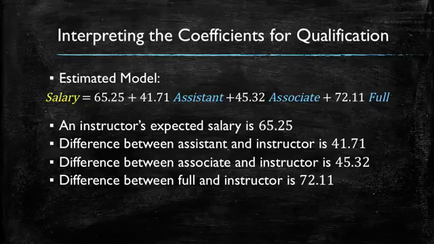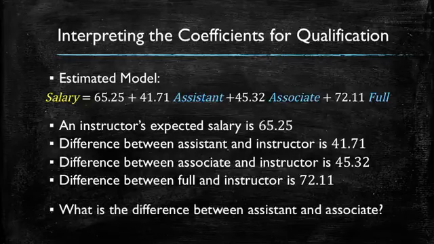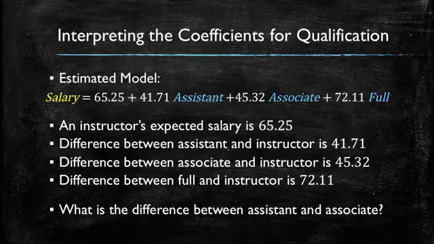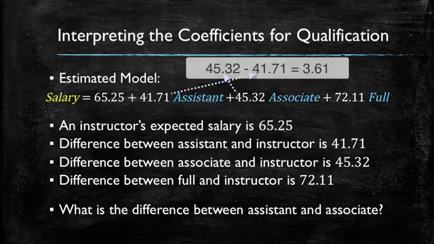Overall, note that we follow the expected trend, and you can start seeing that the higher the rank, the higher the wage. But let me ask you a tricky question. What is the difference between an assistant professor and an associate professor? I hope that by now you see that the difference would be represented by the difference in the coefficients for assistant and associate, where the expected difference is a 3.61.